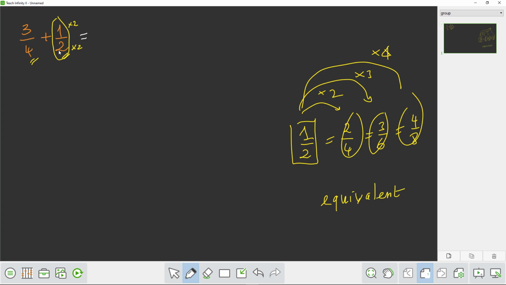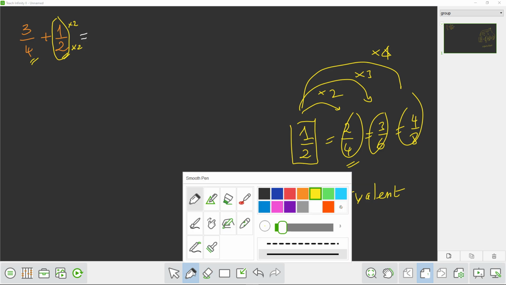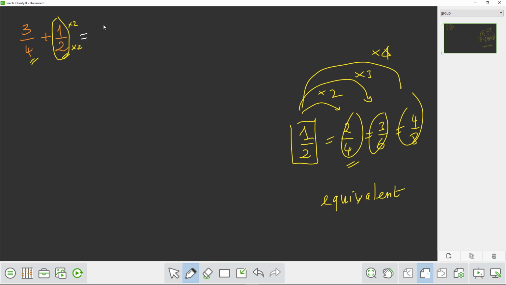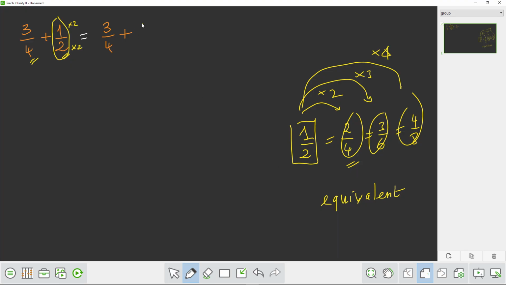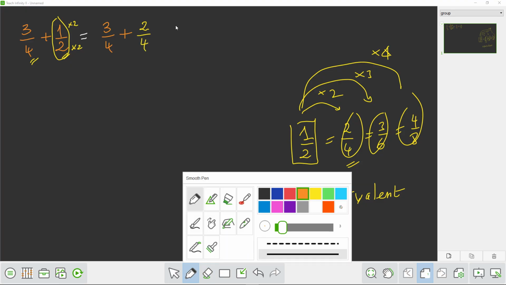So what you do, if you multiply this one by 2, it's like you're looking for the equivalent, just turning the denominator into 4. Now it becomes 1 times 2 is 2, 2 times 2 is 4. So I'm going to write it again. 3 over 4, I am not going to touch it because I didn't make any change to it. Adding, and then this one I'm going to change. Now it is 2 over 4. And I'm going to write down my answer.